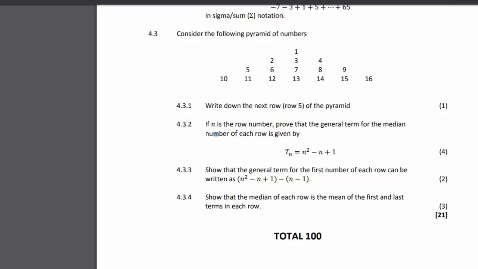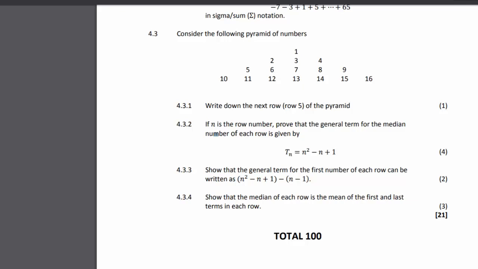Another way you could have shown it is you could have just substituted in the first term of at least 4 rows and shown that this works for at least 4 terms. Why? Because it's a quadratic number pattern. You need at least 4 numbers to have shown that it is indeed true. And another way you could have done it is you could have just found the general term for this.